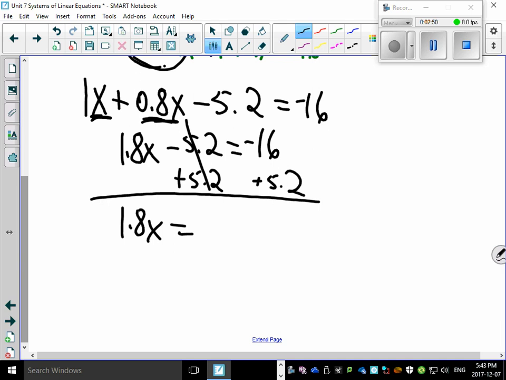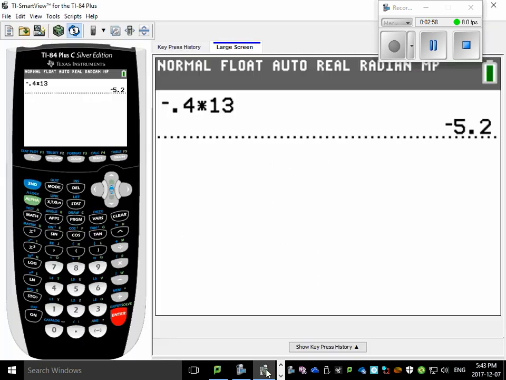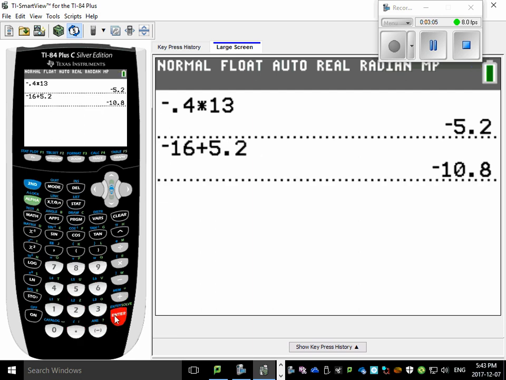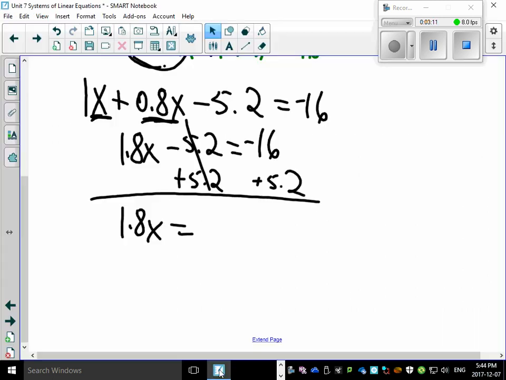And I know you're probably saying to yourself, oh, that's just too much to do in my head. So you know what? Bring up your calculator. I don't care. Minus 16 plus 5.2. Here we go. If you can't do it in your head, you spent enough money on this calculator, use it. So I got minus 10.8. All right, so here we go. That's equal to minus 10.8.